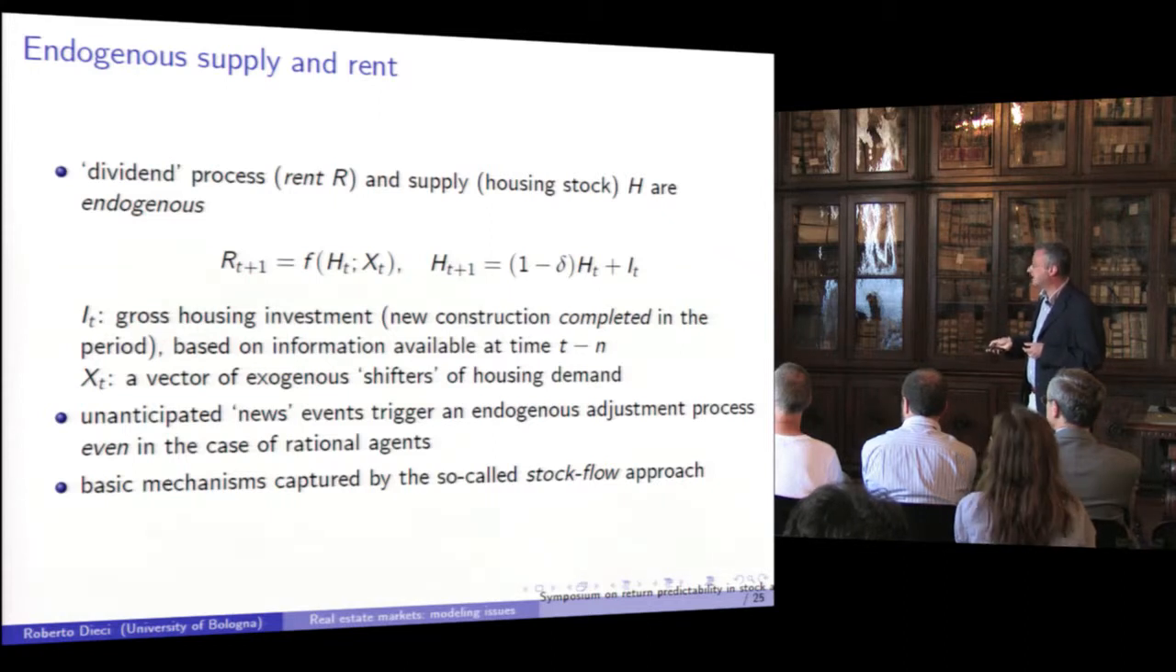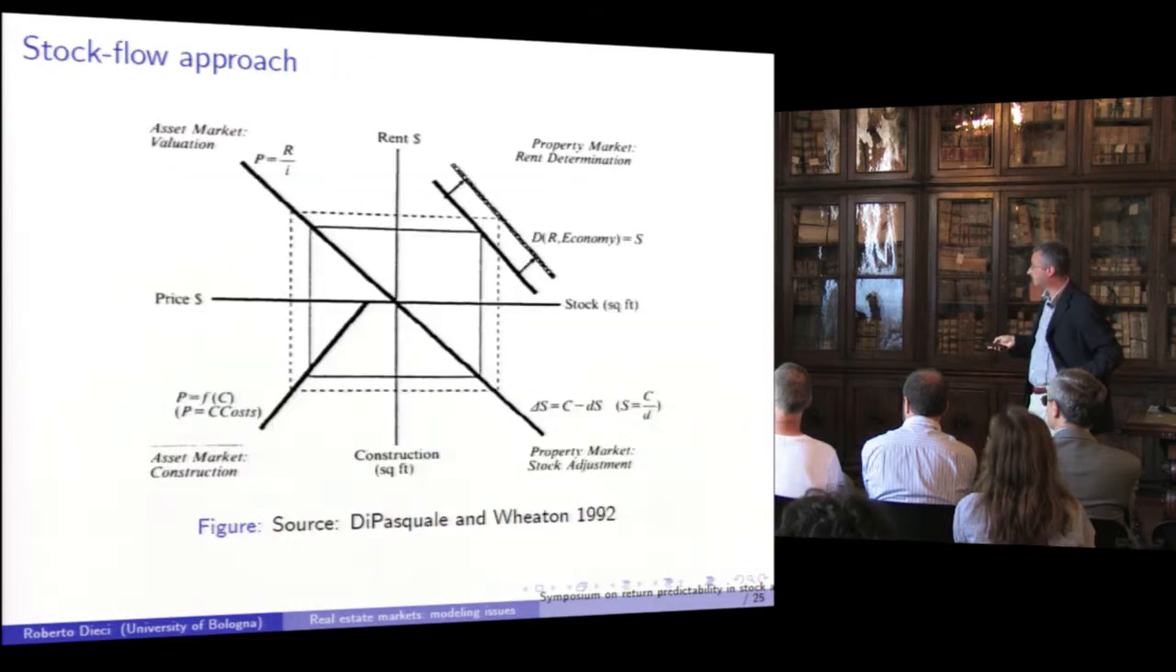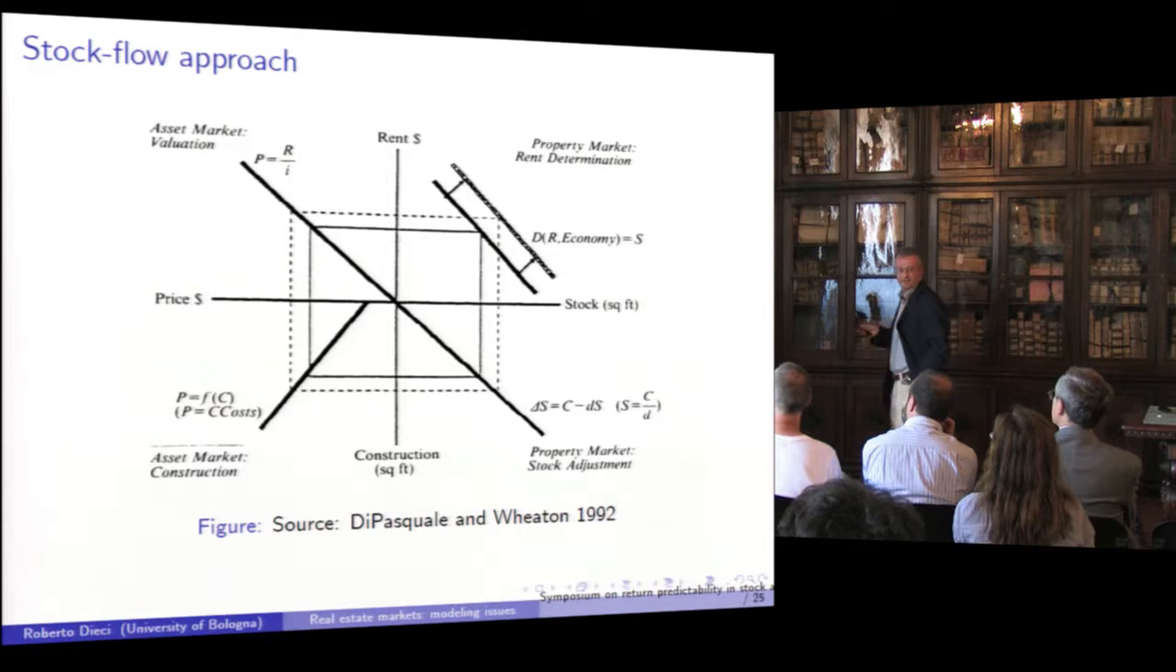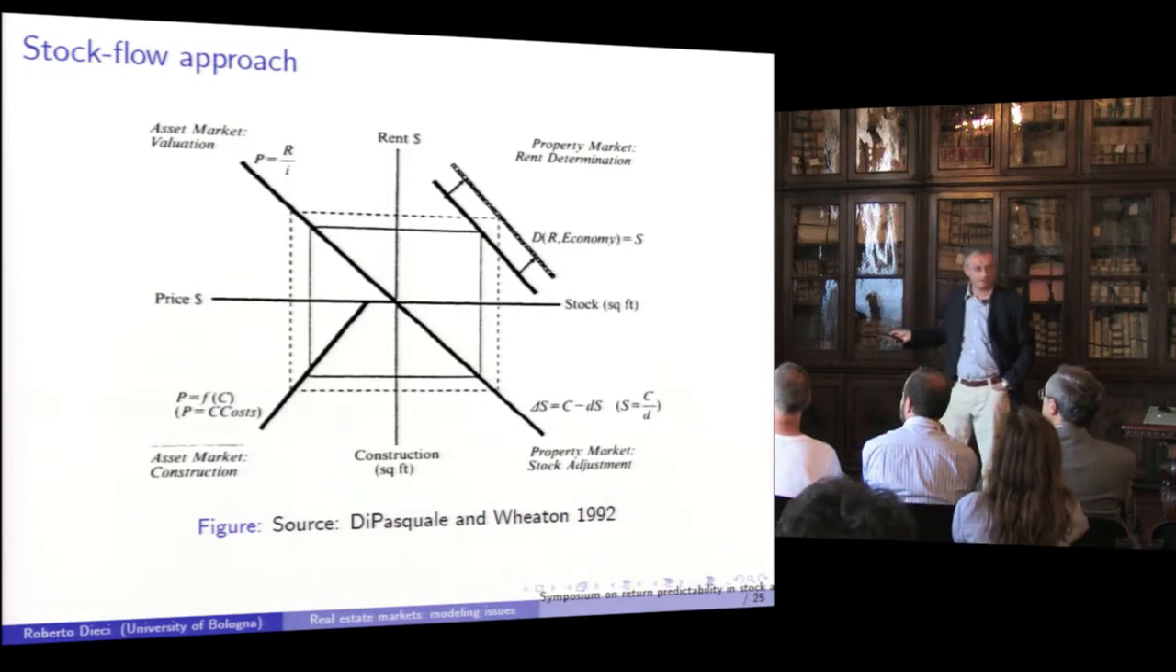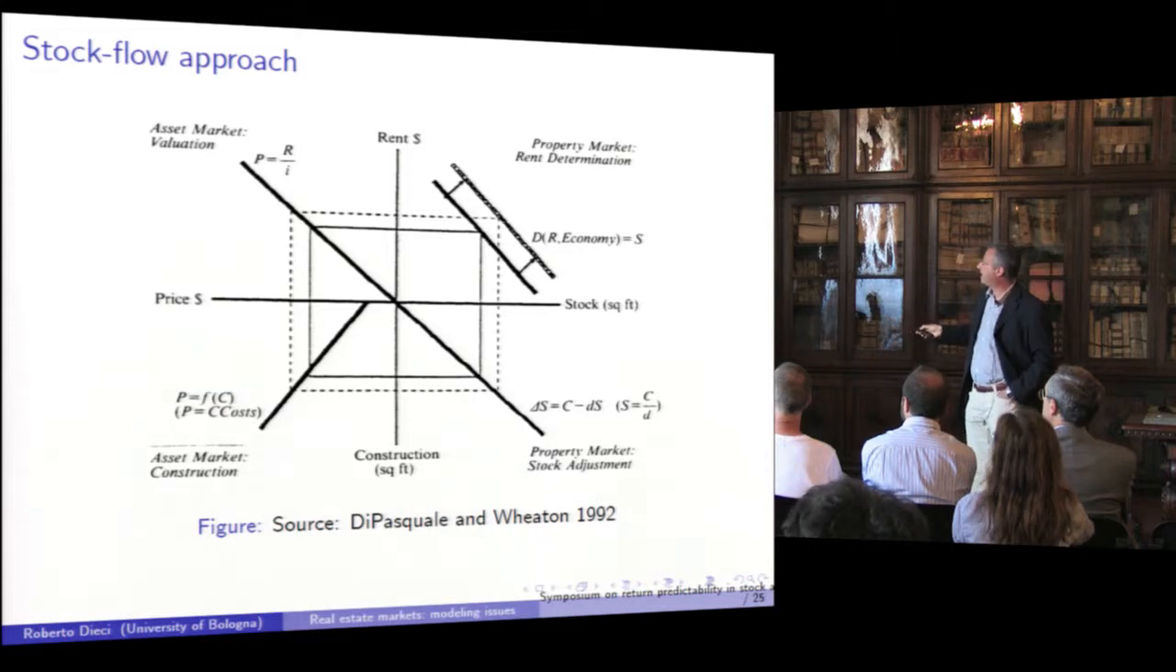The basic mechanism of these dynamics is captured by the so-called stock flow approach. This is a very popular picture in real estate economics textbooks. This is a stock flow model, the so-called four-quadrant model. Here is the market for housing services, the stock and the rent, a negatively sloped demand function, the inverse demand function, sorry, and here is the equilibrium value of the rent.